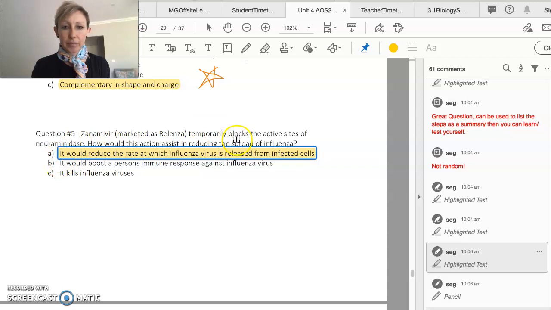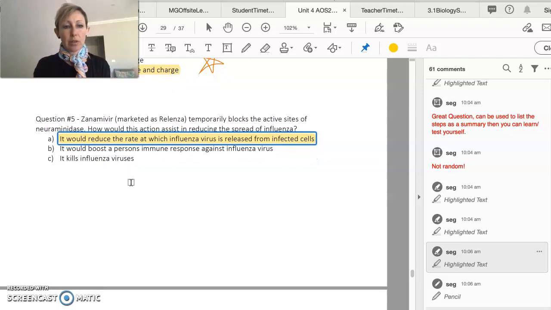And here, how does it actually work? It reduces the rate at which influenza viruses are released from the infected cells. It doesn't boost your immune system. It doesn't kill the virus. It traps the virus on the lung cells.